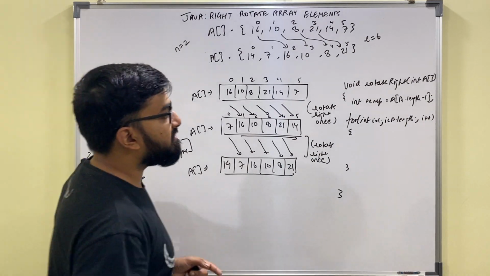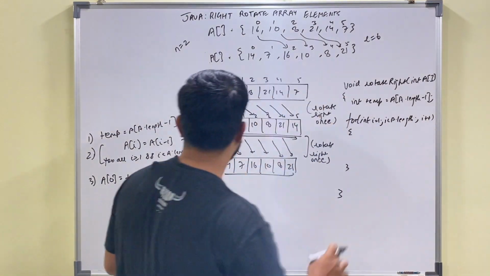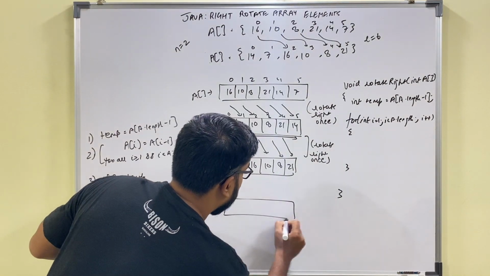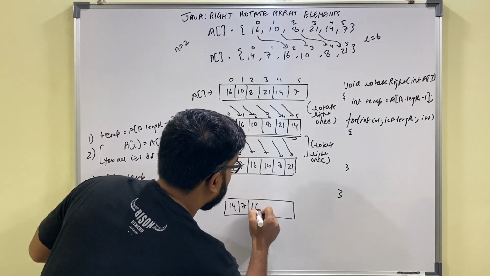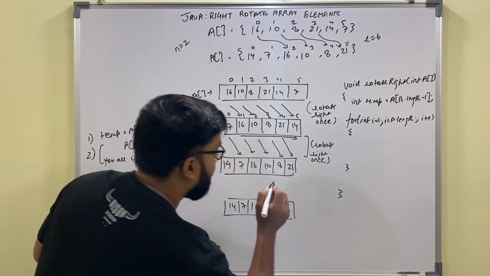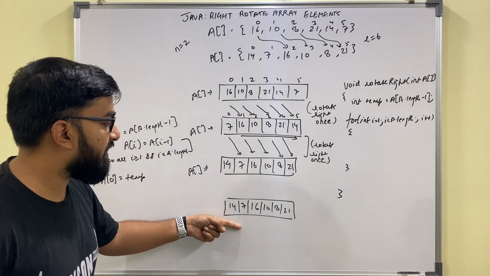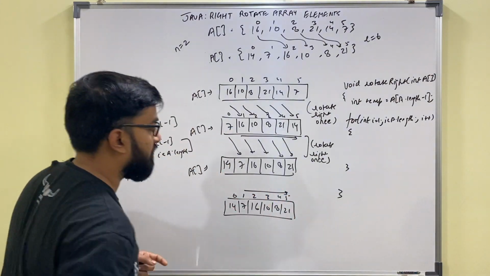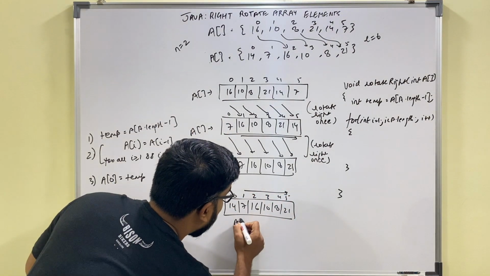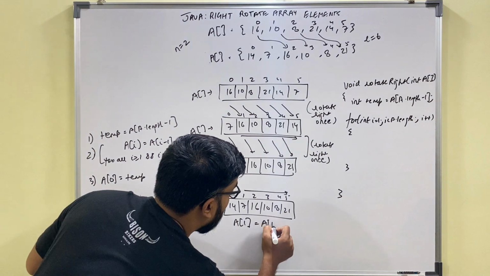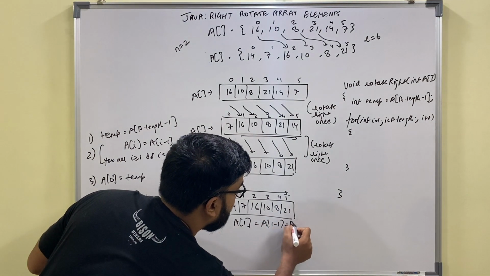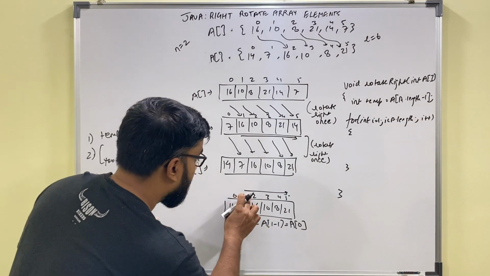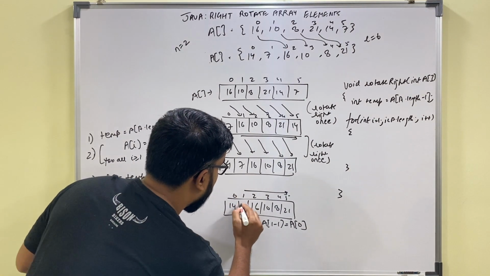The problem here is if I start from index 1 till the last index and I do a[i] = a[i-1], let's see what happens. If I have this array, 14, 7, 16, 10, 8, 21, and I do this from i = 1, the first step will be a[1] = a[1-1], which is a[0]. So a[1] becomes a[0], so a[1] becomes 14.